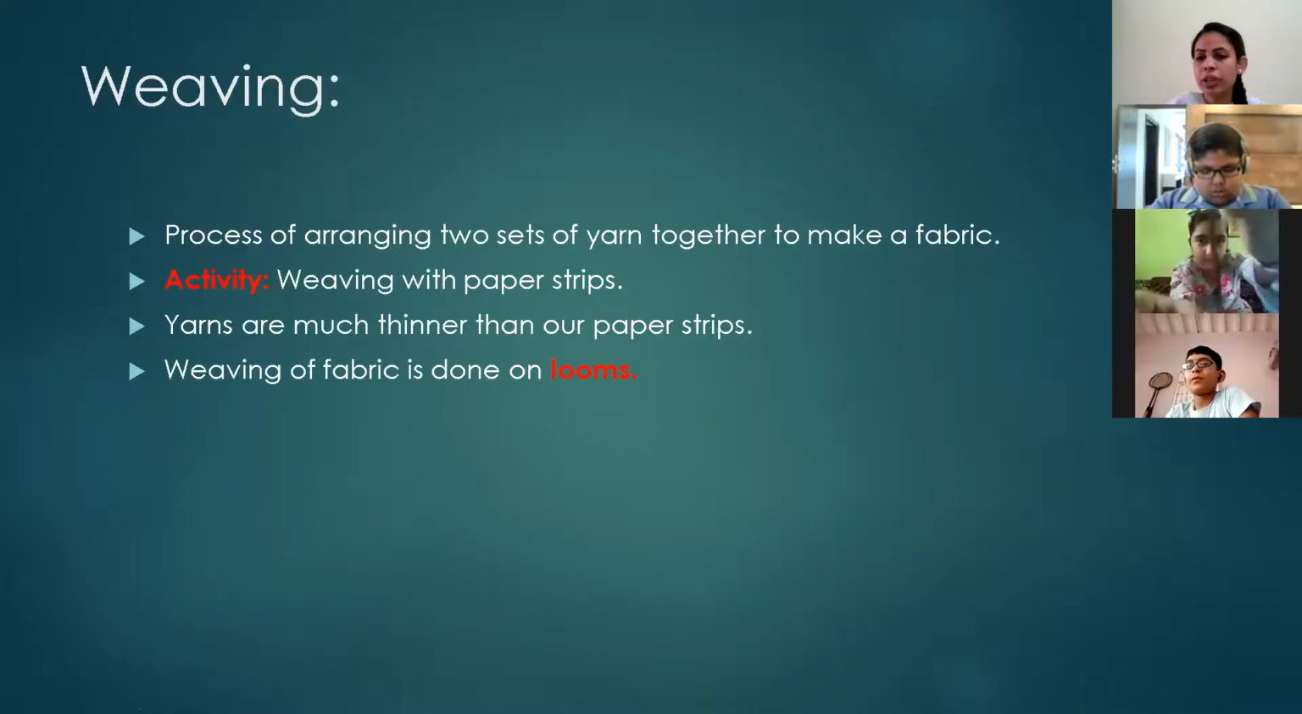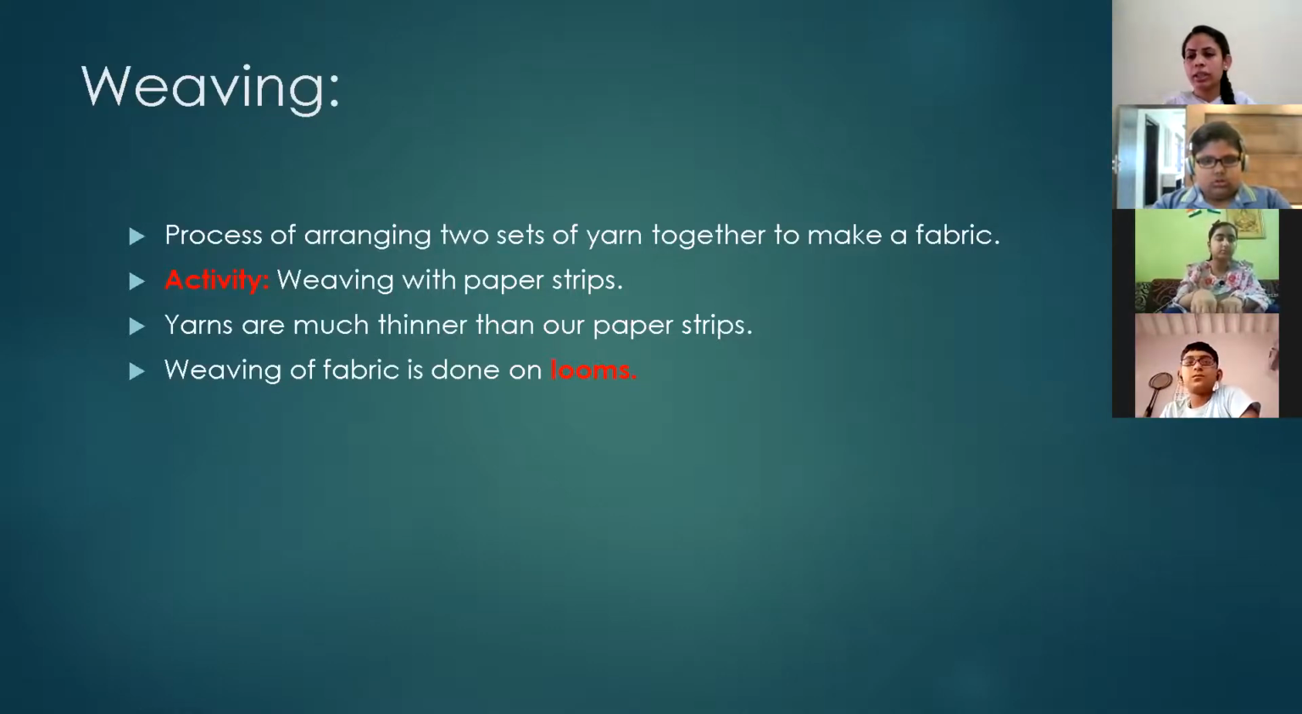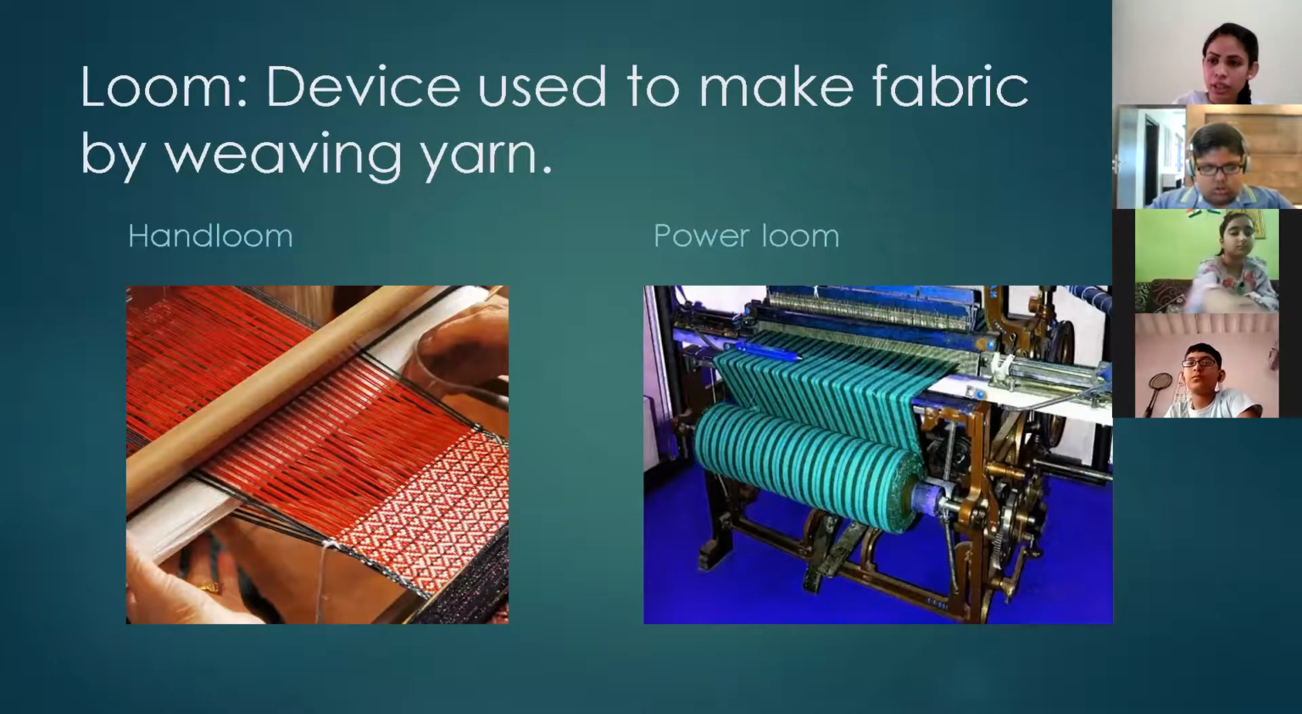Okay, so weaving of fabric is done on looms. जो वीविंग करनी है, फैब्रिक बनाना है, तो हमें लूम्स यूज करने पड़ते हैं, because these are very thin, so machines are used in it. What is a loom? A loom is a device that is used to make fabric by weaving yarn. What we do is convert the yarn into fabric by using a machine.